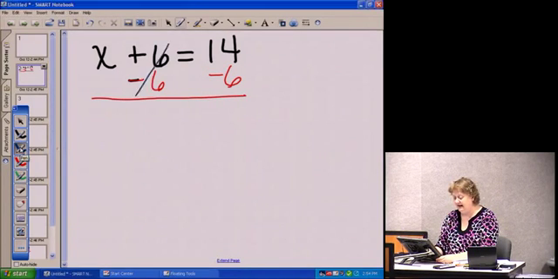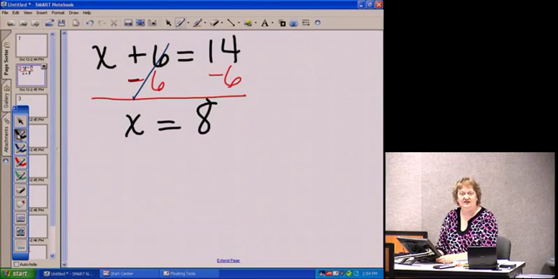That then lets us cancel out the 6's. And again, canceling is not a good math term, but it is what happens here. That's the inverse of adding 6, which is to subtract 6. And then 14 minus 6 gives us 8. And on the left-hand side, we're left with the x.